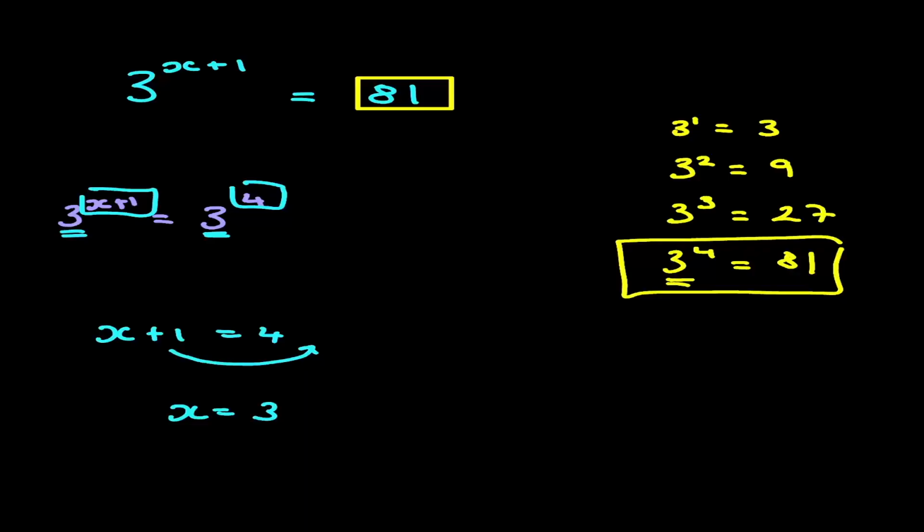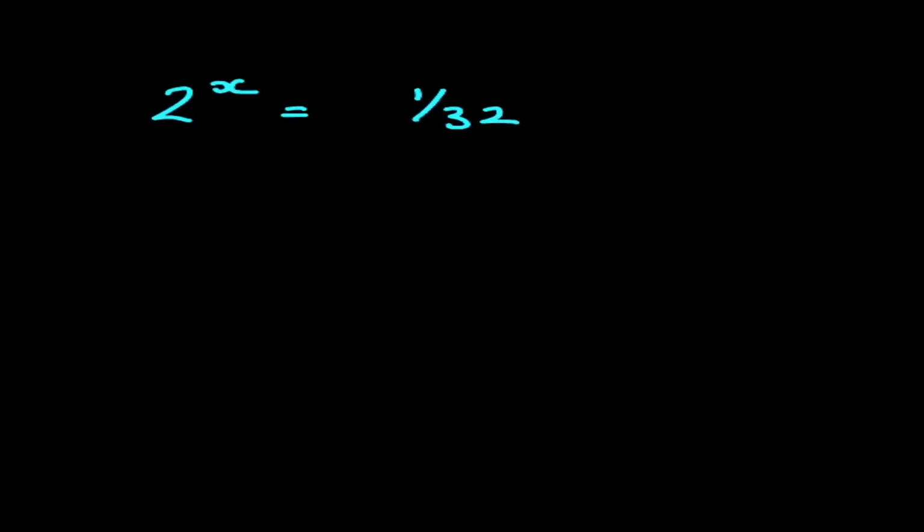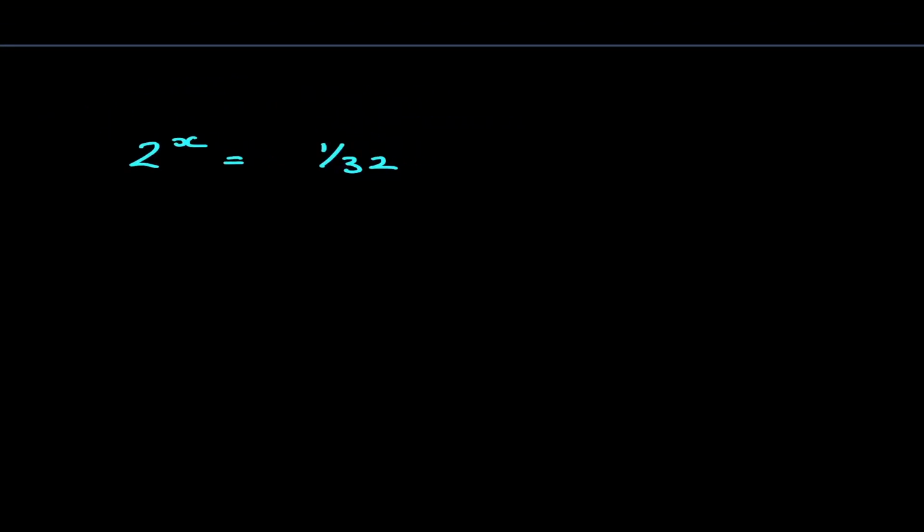Nice, nice and easy. Okay, let's try another one. So slightly more difficult. I've got 2 to the power of x equals 1 over 32. So let's do the same thing. So let's write out all the indices of 2.